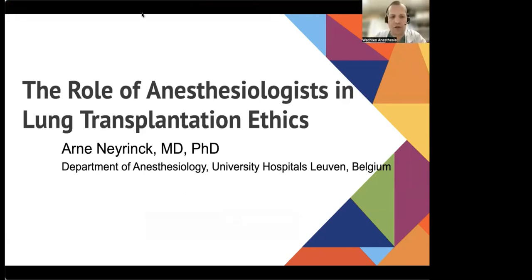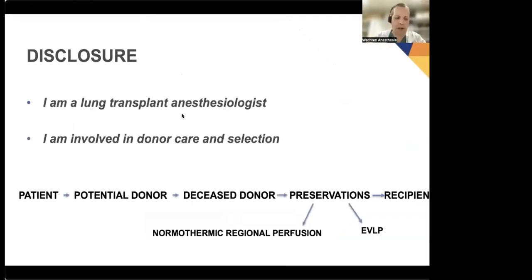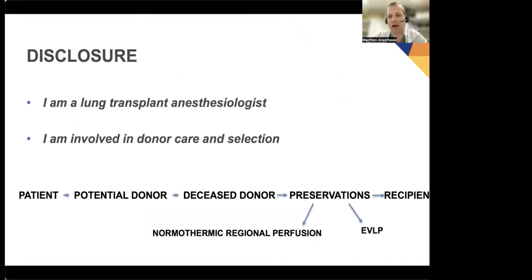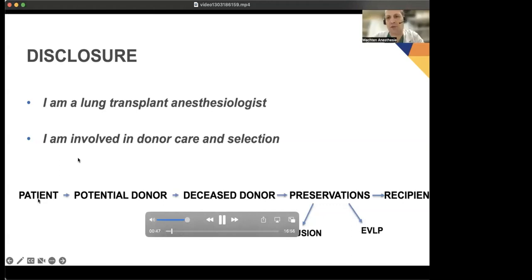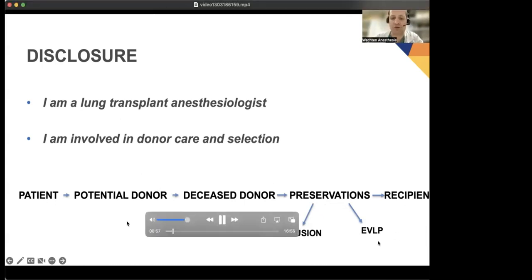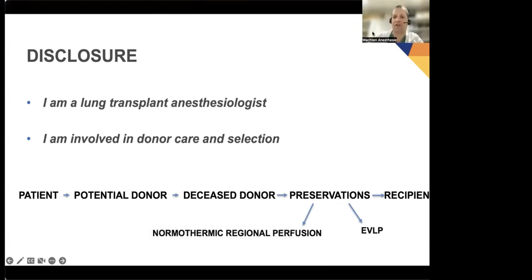I was invited to give a lecture on the role of anesthesiologists in lung transplantation ethics. I would like to disclose that, as I already pointed out, I'm a lung transplant anesthesiologist dealing with the recipient side, but I'm also highly involved in donor care and donor selection, which means as anesthesiologists, we really work throughout the line of patients that are potential donors, become deceased donors, work in the field of preservation, especially in normothermic regional perfusion, also in ex vivo lung perfusion, and then also dealing with recipients and recipient selection.